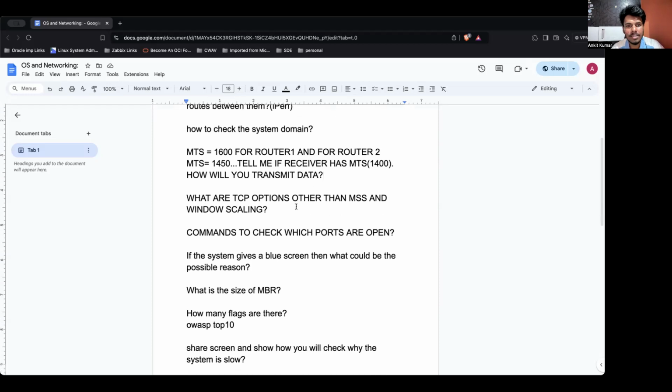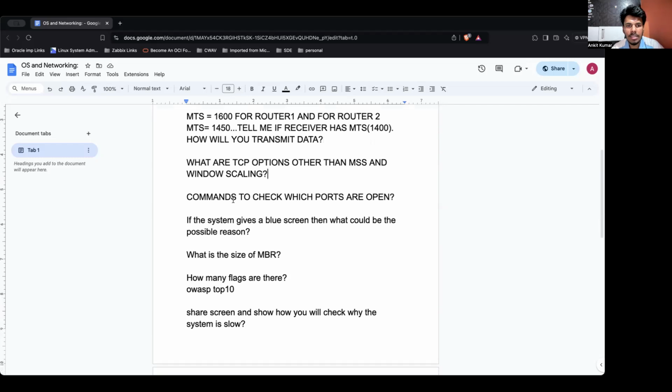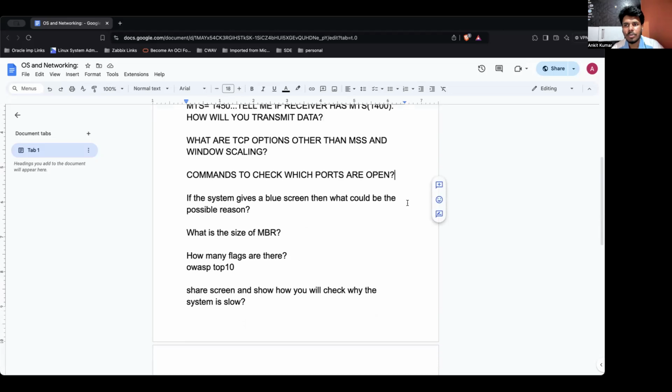Next is what are TCP options other than MSS and window scaling? I don't know about this as well. Then next is commands to check which ports are open. This you can do using netstat, I think. I've forgotten things. It's been long since I revised networking, so I think it is netstat or something like that.